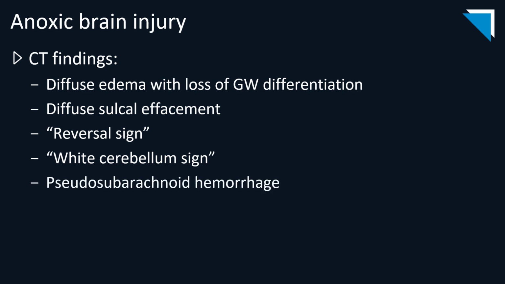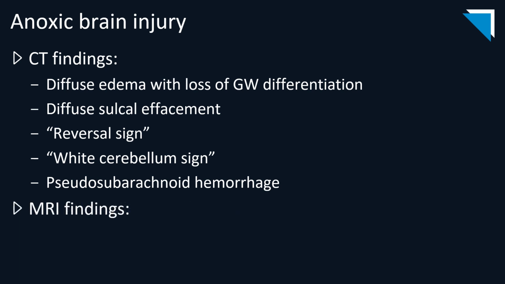Pseudo-subarachnoid hemorrhage, which we saw in our case, is felt to be due to engorgement and dilatation of the superficial venous structures, also from increased intracranial pressure. And finally, you may see prominent basal ganglia hypoattenuation.